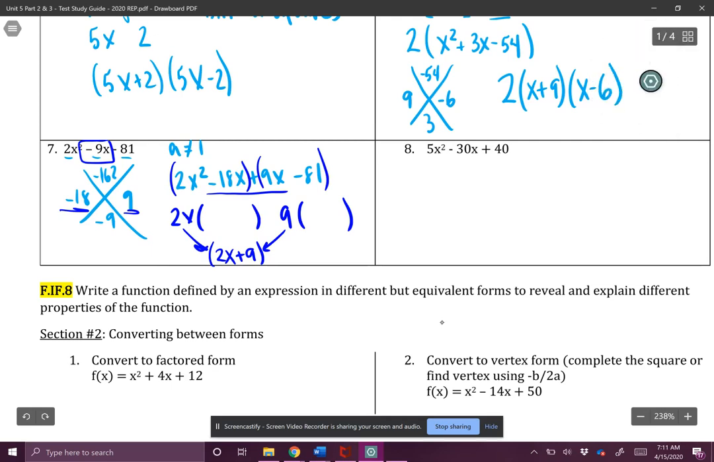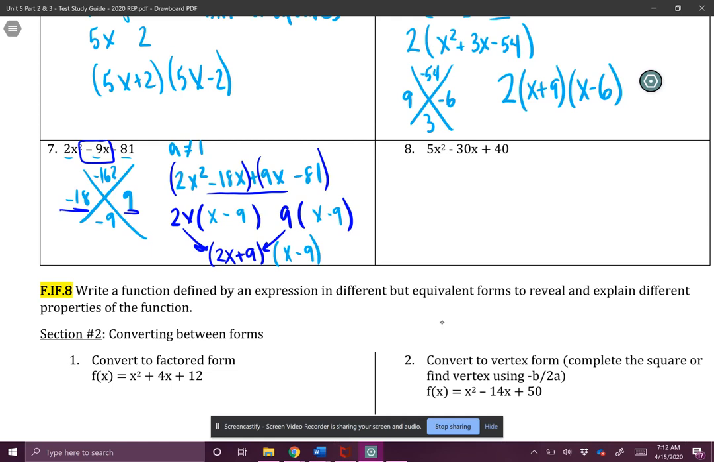So from here, 2x times what gives me x squared? That'd be an x. 2x times what gives me negative 18x? Would be negative 9. And if you look at that, x minus 9 also goes here. 9 times x is 9x. 9 times negative 9 is negative 81. So my other factor, or my other binomial that goes here, is x minus 9.